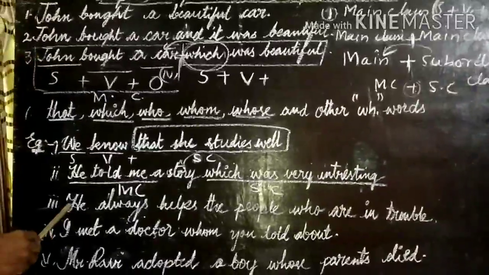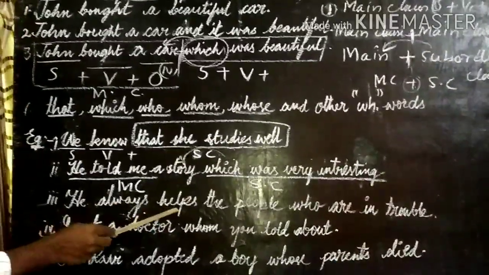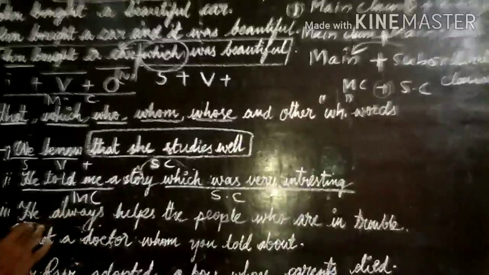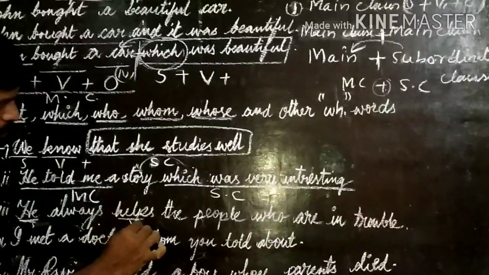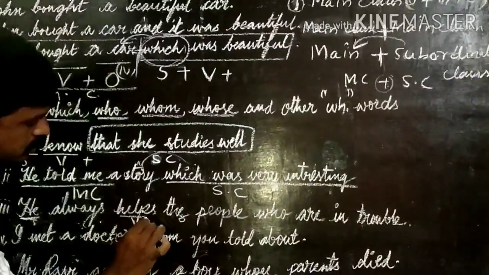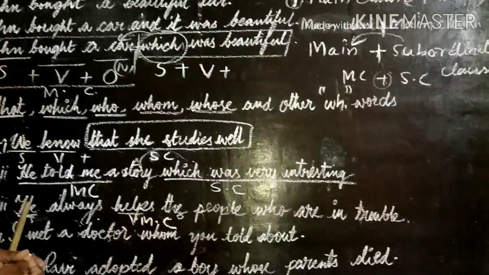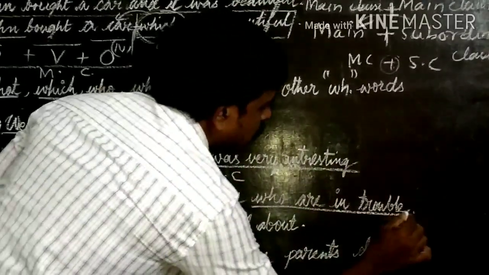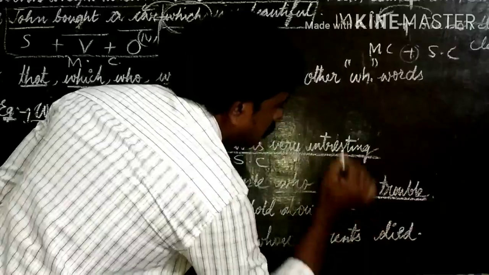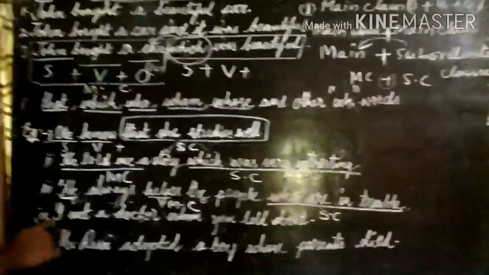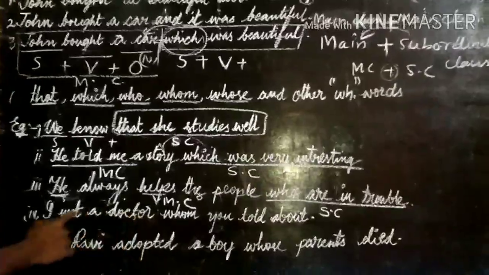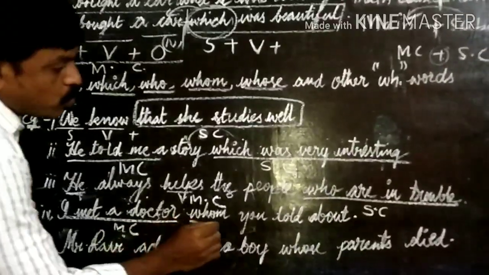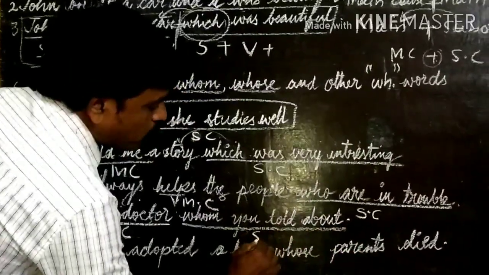Next one. He always helps the people. "He always helps the people" is subject, verb, object. This is called a main clause. "Who are in trouble" is a subordinate clause. Next, I met a doctor. It is a main clause. "Whom you told about" is a subordinate clause.